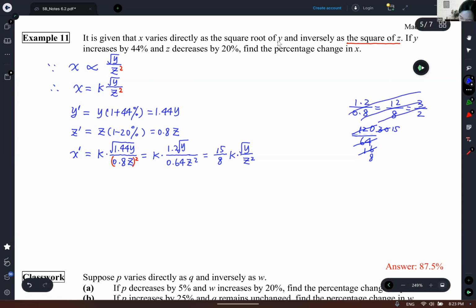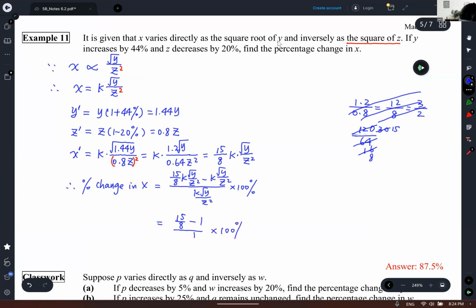Okay. Therefore, the percentage change in x equals 15 over 8 k root y divided by z squared minus k root y divided by z squared, divided by k root y divided by z squared, times 100%. And this can be reduced to 15 over 8 minus 1 divided by 1 times 100%. And that should be 87.5%, I think.